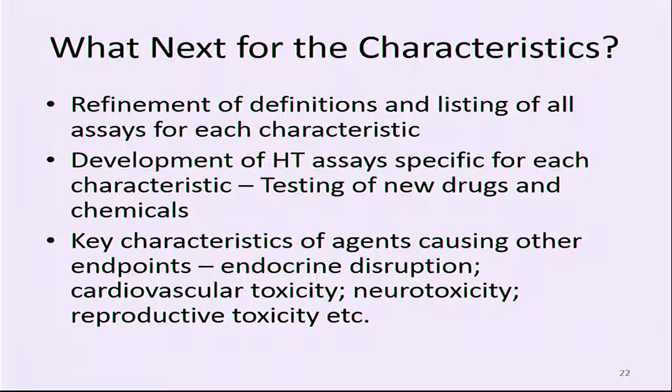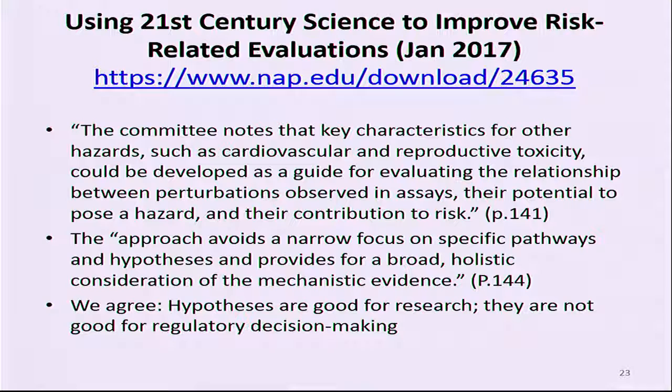And as suggested in the recent report that John referred to earlier from the National Academy, it was also suggested that we develop key characteristics for other endpoints such as endocrine disruption, reproductive toxicity, cardiovascular toxicity, and so on. I believe some efforts are underway in various places to do this, and it makes sense to me to apply this type of approach. So this just basically says what I just said, which is the language in the latest risk-related evaluation report from the National Academy.